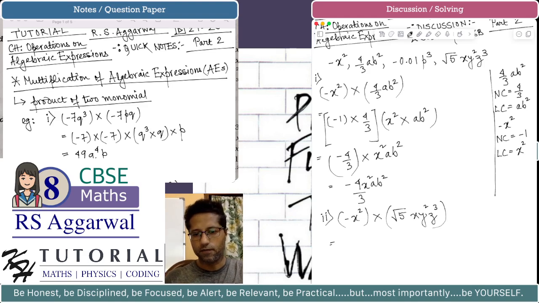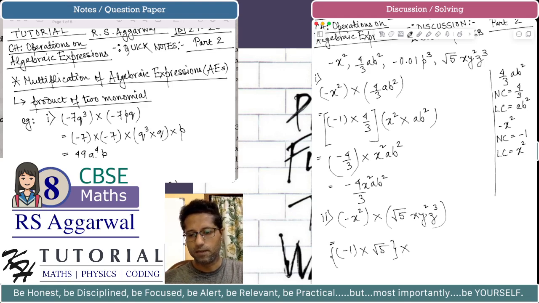So first we find the product of the numerical coefficients of both the monomials. So we have minus 1 multiplied by square root of 5. This becomes the numerical coefficient of the final term, or the product, or the result.